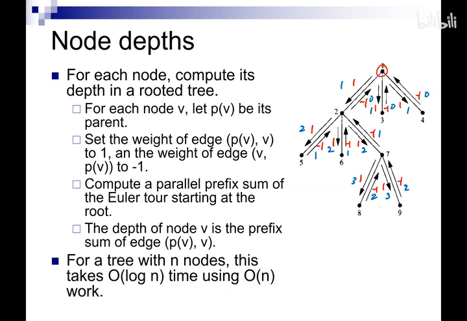So then we can do this operation. This basically involves rooting the tree and then computing this second prefix sum here. Both of these operations are going to take log n time, and we're going to use order n work in total.